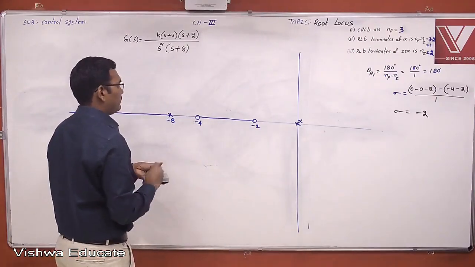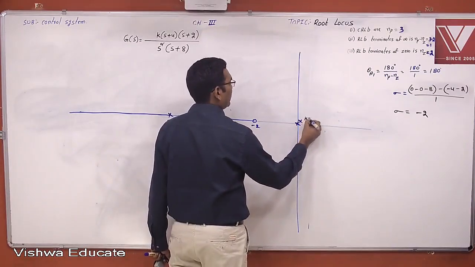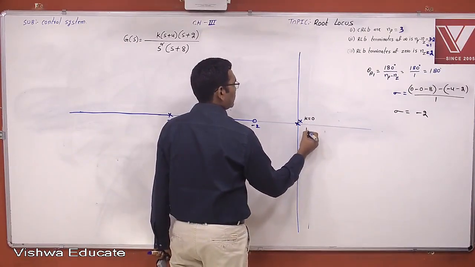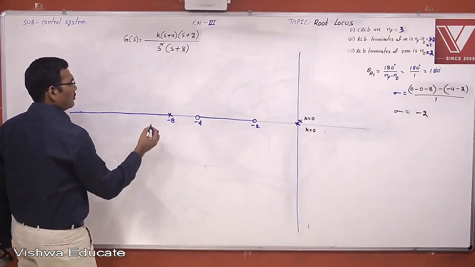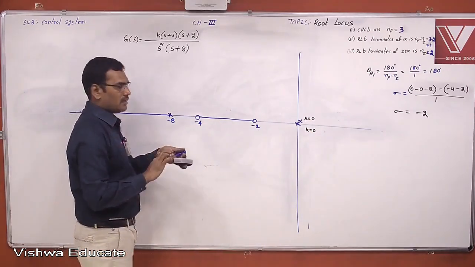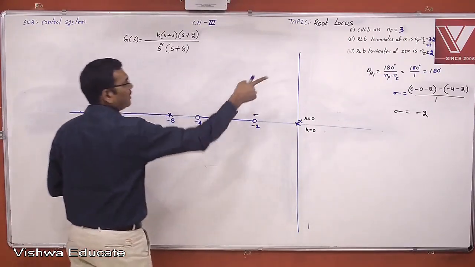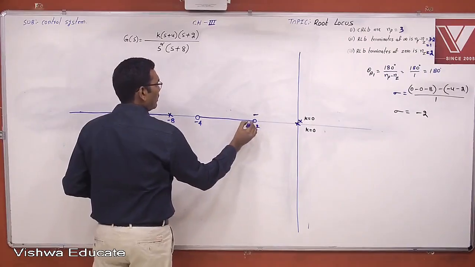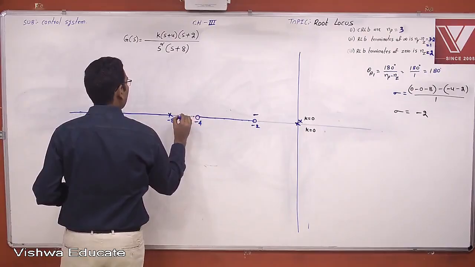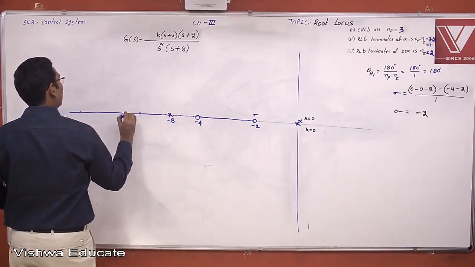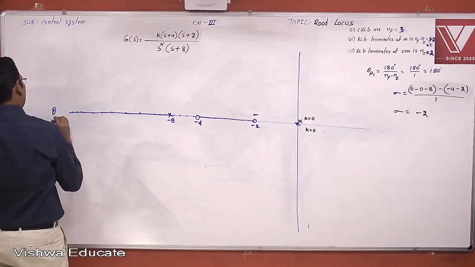Now see here. The root locus diagram starts with k equal to 0. This is the centroid sigma. From here, how many angles of asymptote? Only one angle of asymptote. What is that angle of asymptote? That angle of asymptote is nothing but 180 degrees.